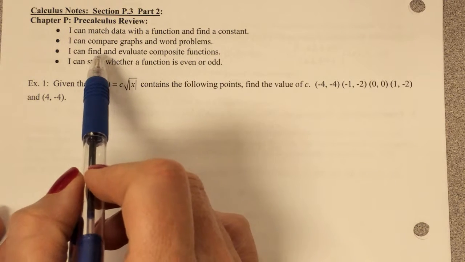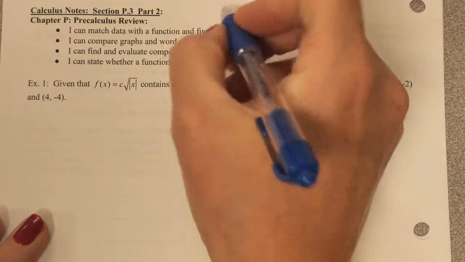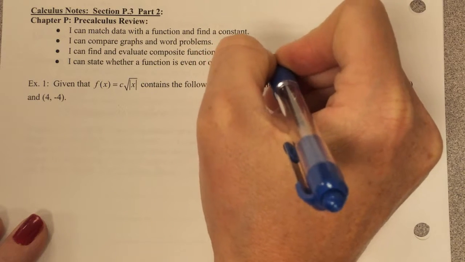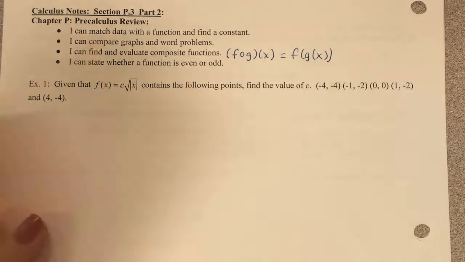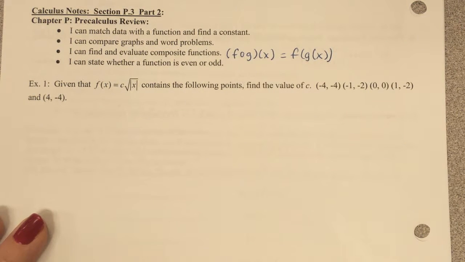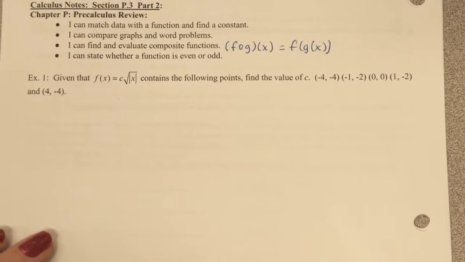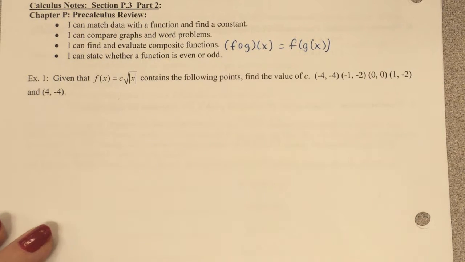The third thing is we want to be able to find and evaluate composite functions. Composite functions look like this, which is the same thing as this. So we're going to be looking at how to do that, the f of g of x type of thing. And then the last thing is stating whether a function is even or odd. Knowing whether a function is even or odd can help us to determine the way it looks. So that's why we learn about that.